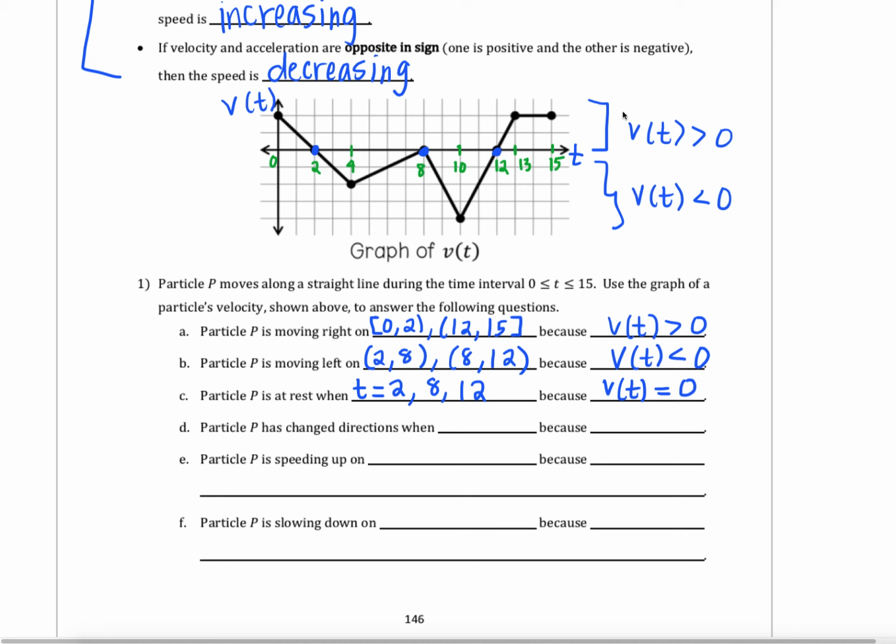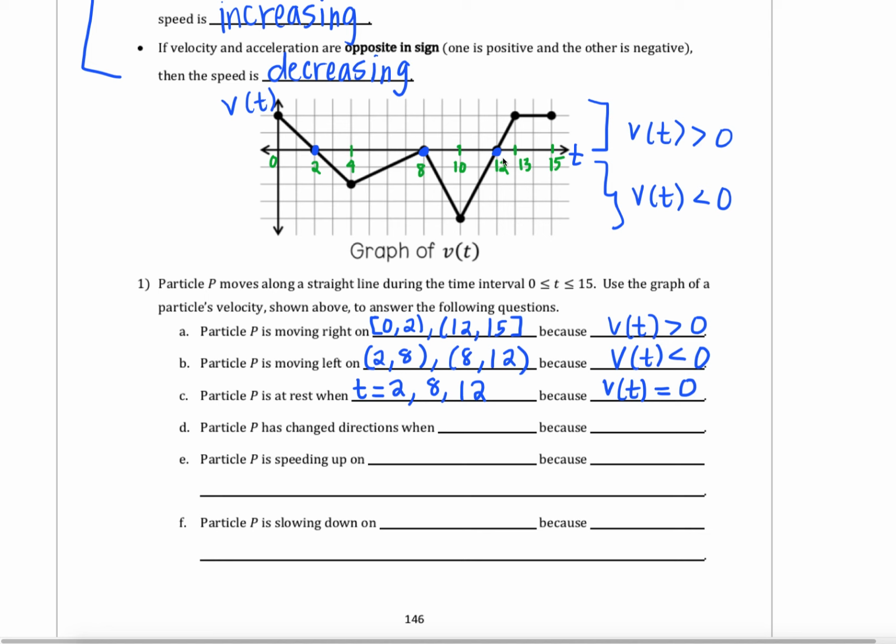And when we're asked where particle P is moving to the left, that is very similar to where we're looking for where f prime would be less than 0, so where f itself would be decreasing. And when a particle is at rest, we're ultimately looking for critical points of this graph because we're looking for where the first derivative, velocity, is equal to 0. And we would have 3 critical points on this graph at 2, 8, and 12.